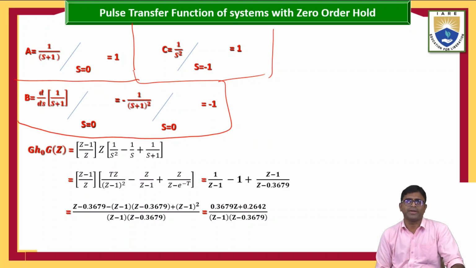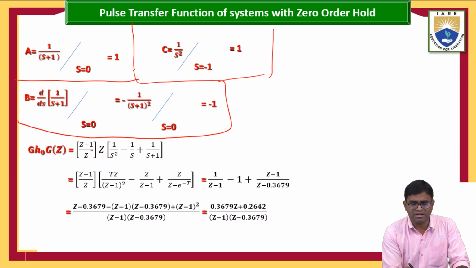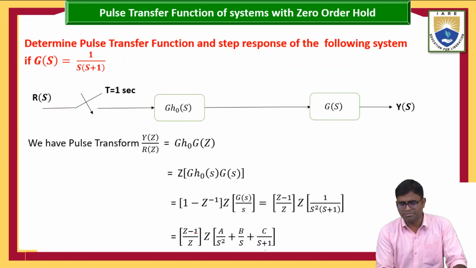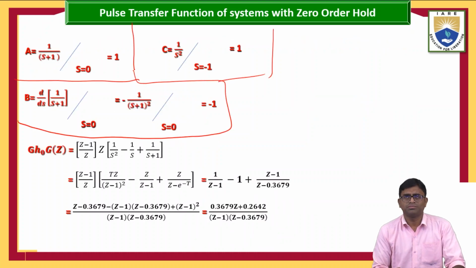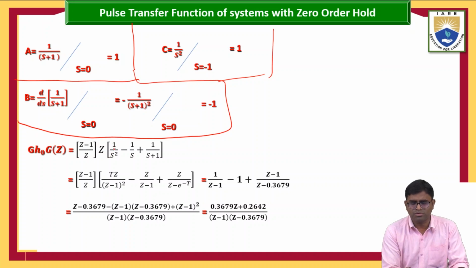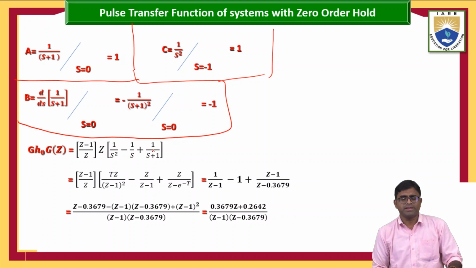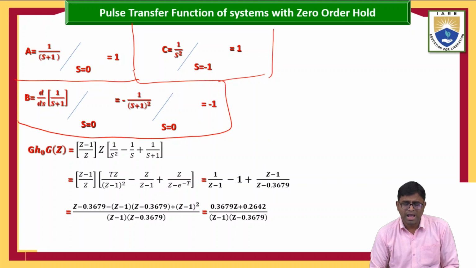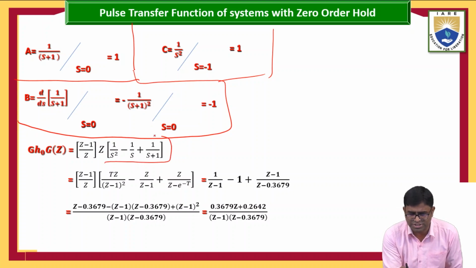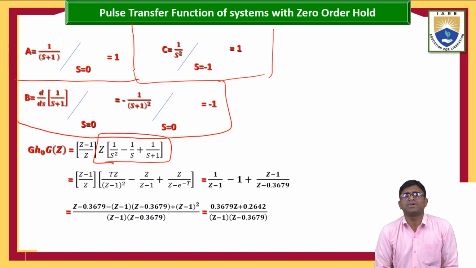Now I am rewriting the above function, Z minus 1 by Z into, substituting the A value, B value, C value in this function. So we got A equal to 1 by S square, plus the B value, which is minus 1 by S, plus 1 by S plus 1. Now I am applying the Z transform for this function.